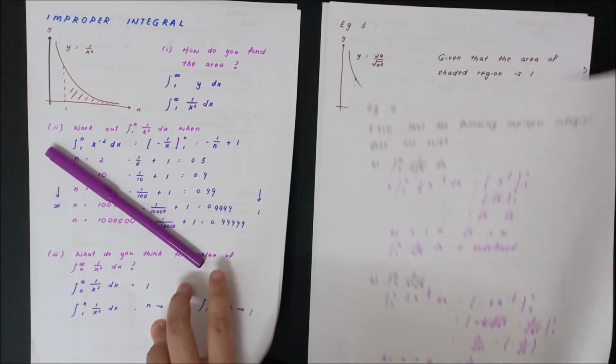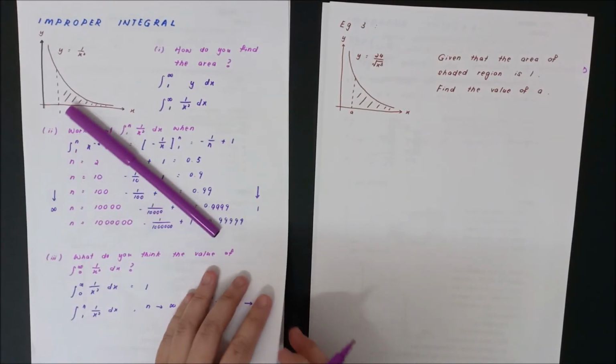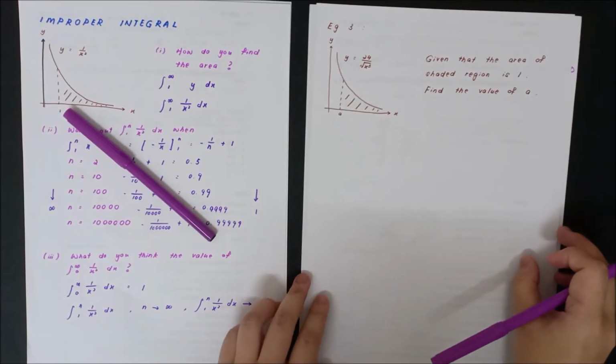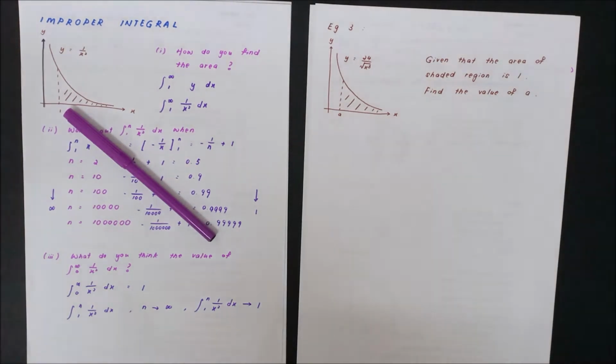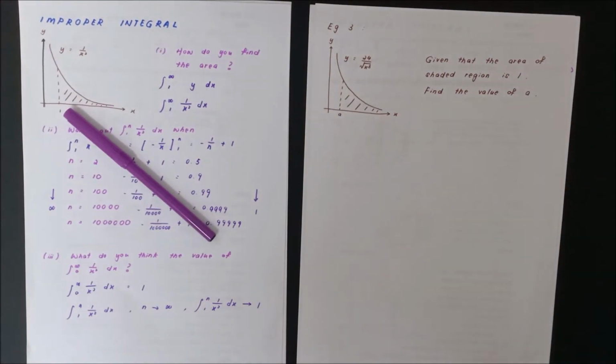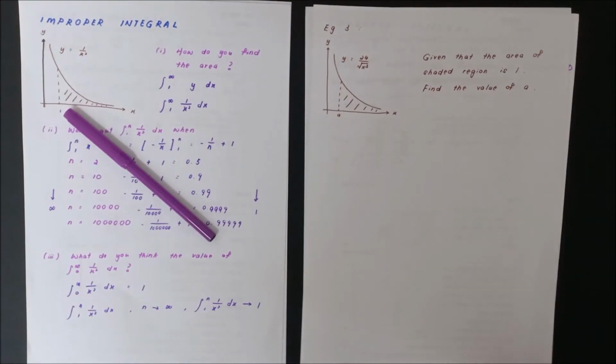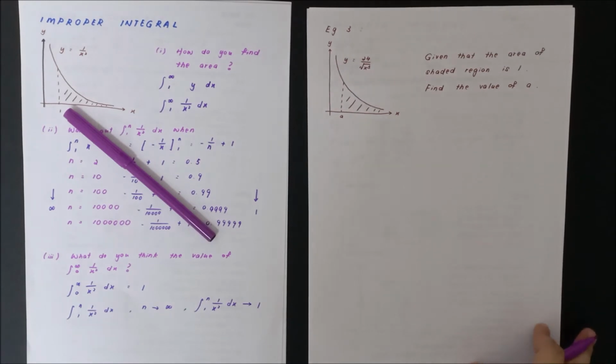Okay, so let's move on to the last question for this part. Given that the area of this shaded region is 1, find the value of A. So how are we going to do that? The same thing: write down the equation for your area first.